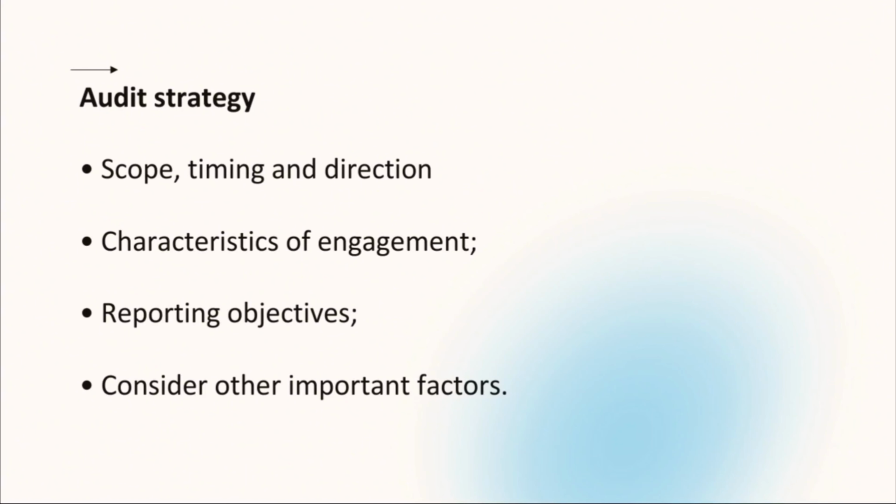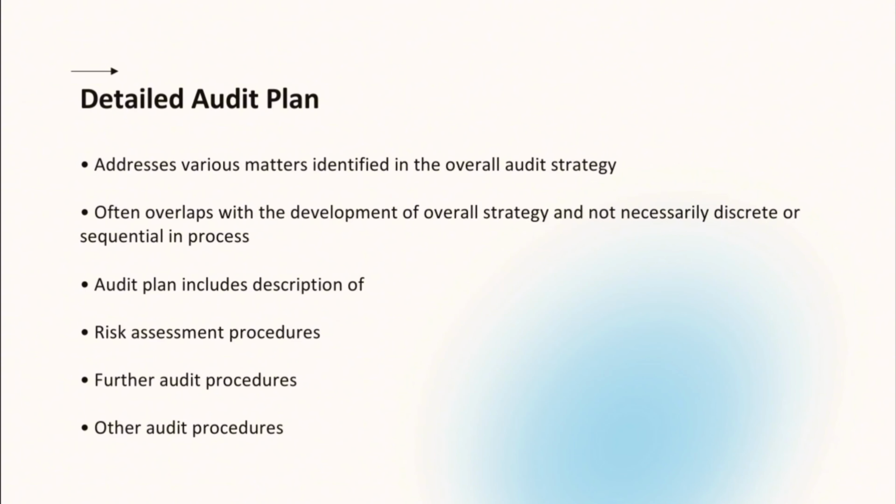So the audit strategy provides a high-level roadmap that guides the entire audit process, ensuring it's focused, efficient, and meets the specific needs of the engagement. It is the foundation upon which the detailed audit plan is built. Detailed audit plan addresses various matters identified in the overall audit strategy. The detailed plan directly addresses the issues and the areas identified in the higher-level audit strategy. It translates the broad strategic goals into specific actions.